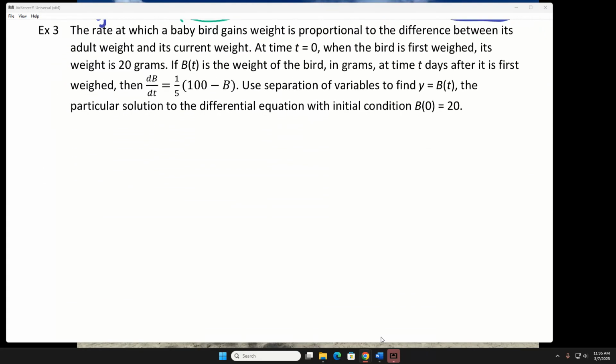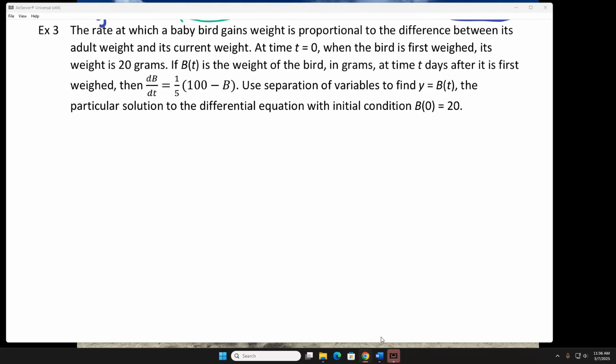All right, let's look at this baby bird question. So this baby bird that we've actually talked about before, the rate at which it gains weight is proportional to the difference between its adult weight and its current weight. At time t equals 0, when the baby bird is first weighed, it is 20 grams. If b of t is the weight of the bird in grams at time t days after it is first weighed, then db over dt is equal to that differential equation 1/5 times 100 minus b.